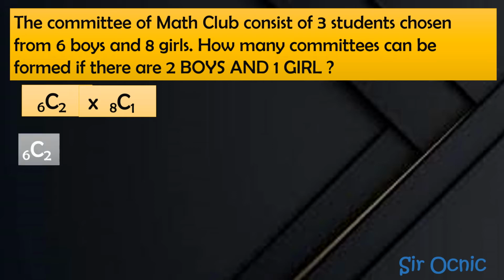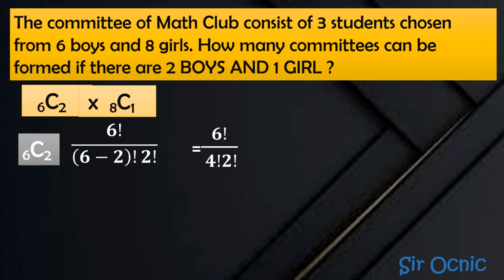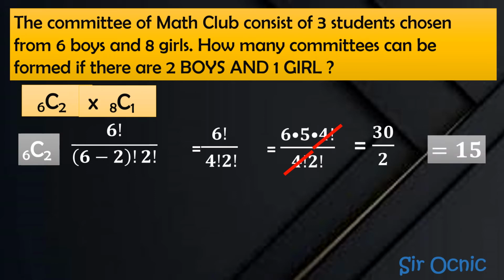Let us first simplify 6C2. That is equal to 6 factorial over 6 minus 2 factorial times 2 factorial, which is equal to 6 factorial over 4 factorial times 2 factorial. Expanding the numerator, that is 6 times 5 times 4 factorial over 4 factorial, and cancelling the common factor, which is 4 factorial, we will arrive at 6 times 5 equals 30 over 2, which is equal to 15.